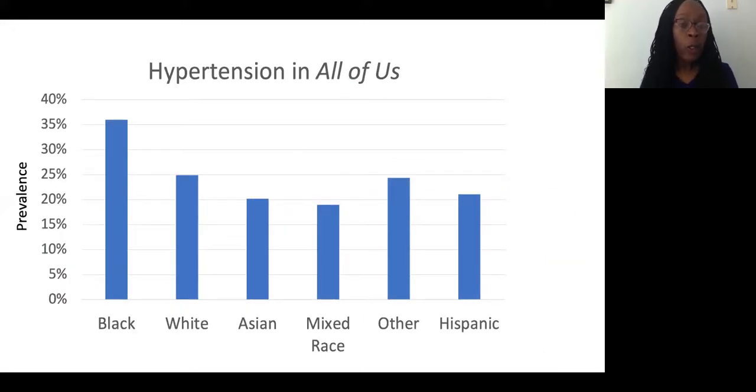So we were also able to look at hypertension by ethnicity and race. And Blacks, unfortunately, have the highest prevalence of hypertension, with over 36% of Blacks in this cohort that had hypertension. 36% of these individuals were Black versus 25% white, and Asian 20%, and those that classified themselves as Hispanic about 20%.